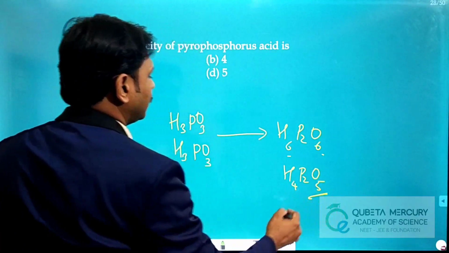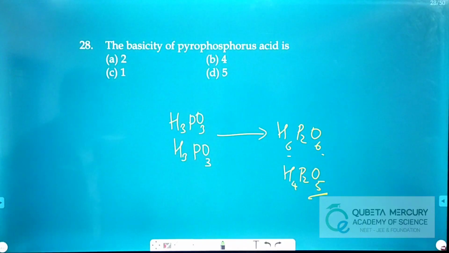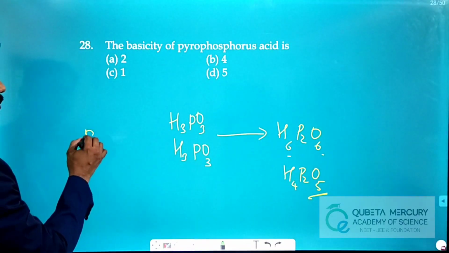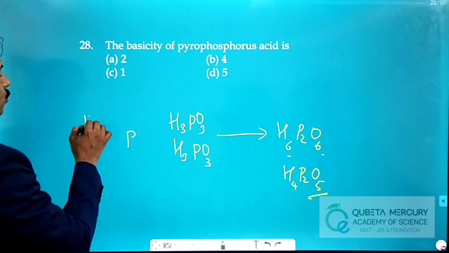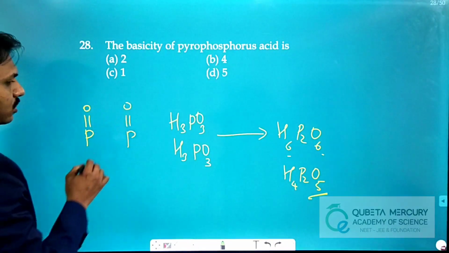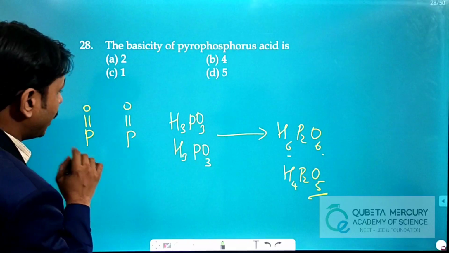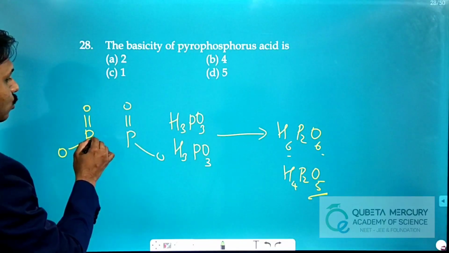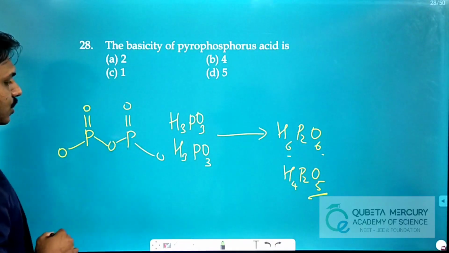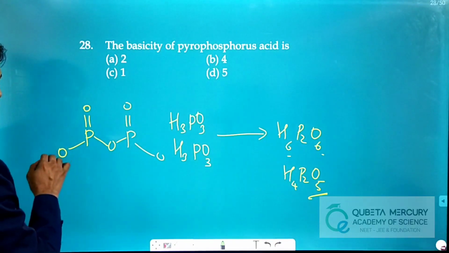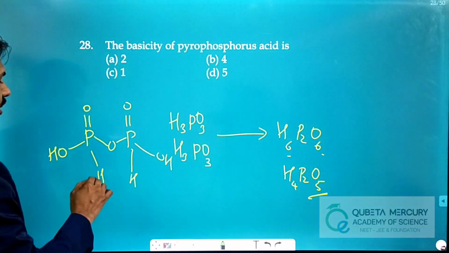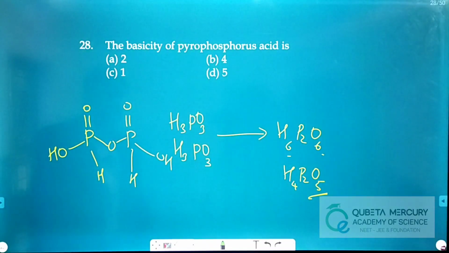H4P2O5. This is the formula of pyrophosphorus acid. Then the structure will be like this. Phosphorus, and one phosphorus must be doubly bonded with oxygen. There are a total of five oxygens, one here and one here, and one joined through them as a bridge. There are four hydrogens, one here, one here, one here, one here. This is the structure of pyrophosphorus acid.